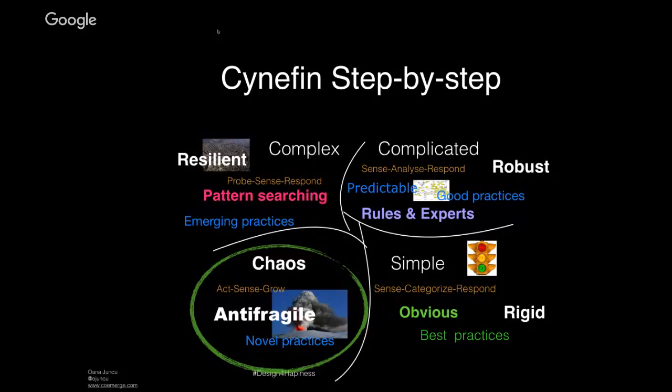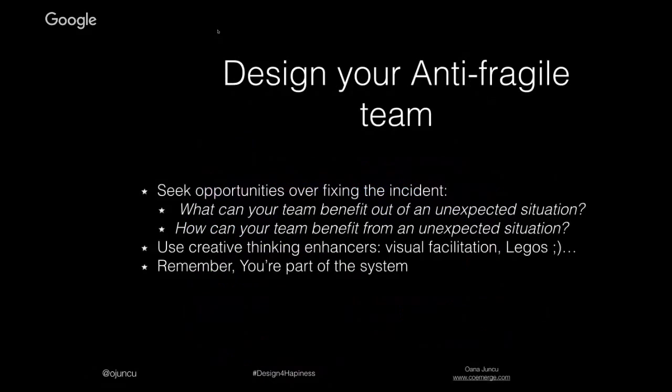What if we created those teams and designed our own anti-fragile team? How can we do it? You seek opportunities over fixing an incident. If there's an incident, ask yourself, instead of panicking, what is the benefit that a team can have from an unexpected situation? How can that benefit your team? How can that benefit your customers or other stakeholders?